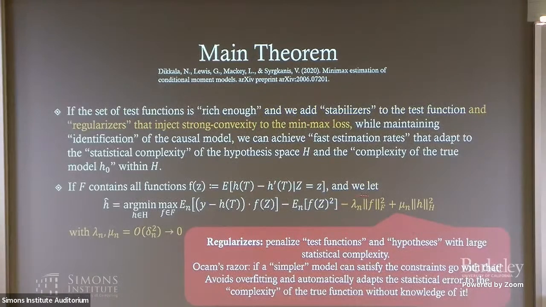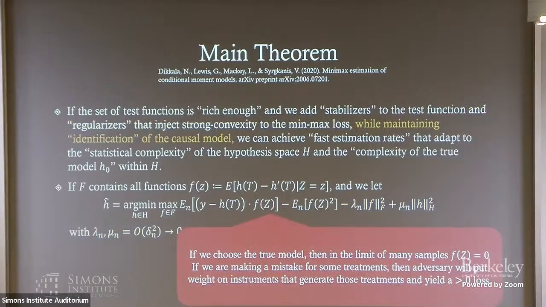Then of course we're going to add regularizers, for the standard reasoning that we want to penalize functions with large statistical complexity within the function spaces that we look at. So this is penalizing the statistical complexity of the F function, and this penalizes the statistical complexity of the H function. And the norm here is going to be dependent on whatever hypothesis space you're using.